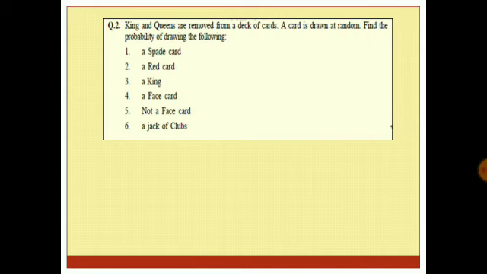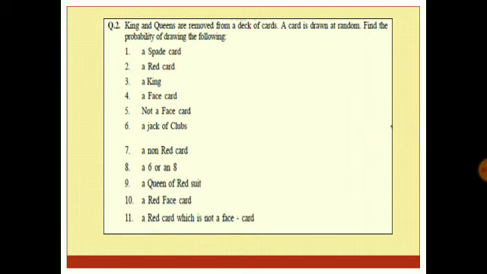A jack of clubs. How many jacks of clubs are there? There is only one jack of clubs out of the 44 cards. So the probability of getting a jack of clubs is 1 by 44. The seventh part, a non-red card. A non-red card means the black cards. How many black cards are there? From the 44 cards, as I had told you, there are 22 red and 22 black cards. So the probability of a non-red card will be 22 by 44, which is 1 by 2.